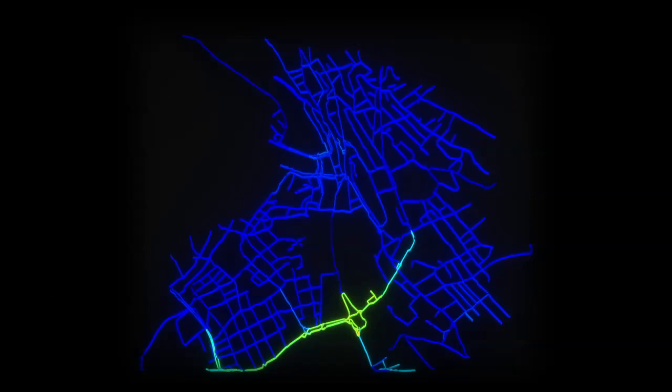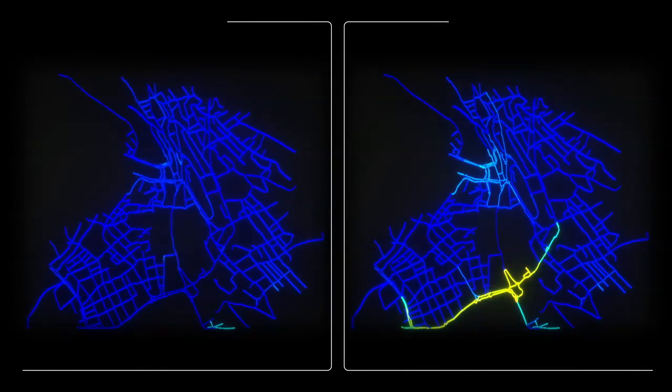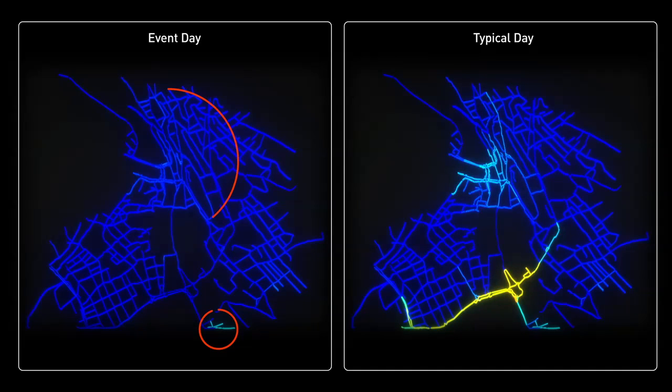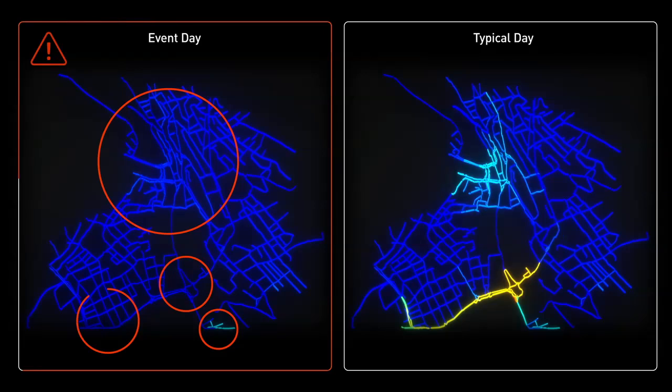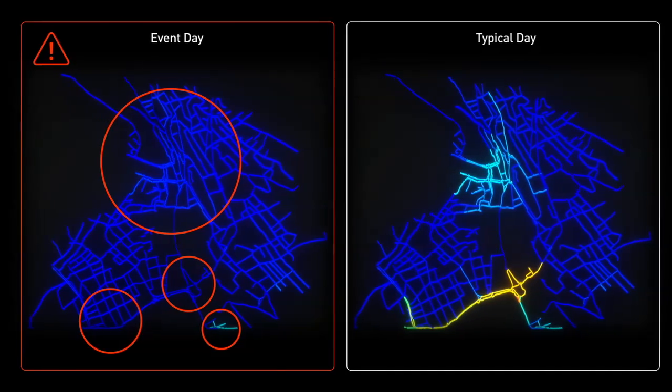Now that we have a model of typical traffic, we can also detect deviations from expected behavior. For example, our technology can immediately alert users when a road is closed or when an event is happening. Here we show such behavior where a typical social event is taking place in the city center.